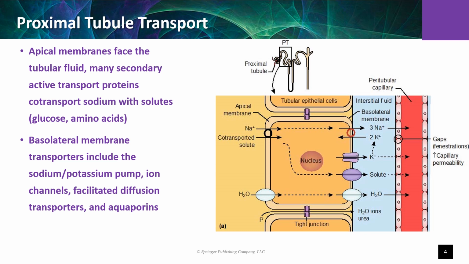SGLT2 is the target of medications used to treat type 2 diabetes mellitus. Blocking the SGLT2 reduces the postprandial swings of blood glucose by causing urinary excretion of excess glucose.